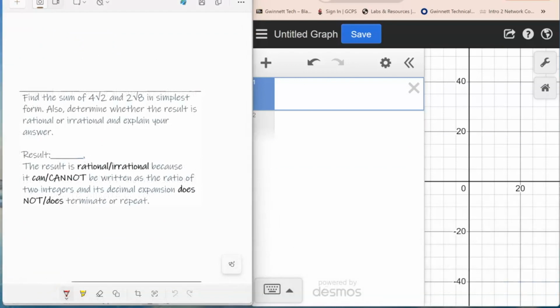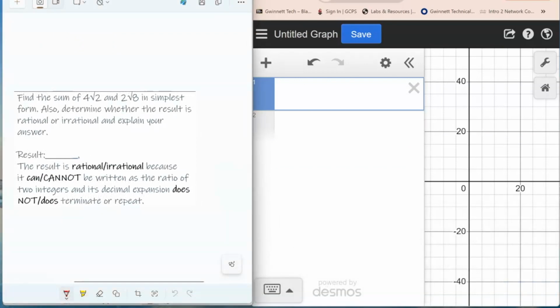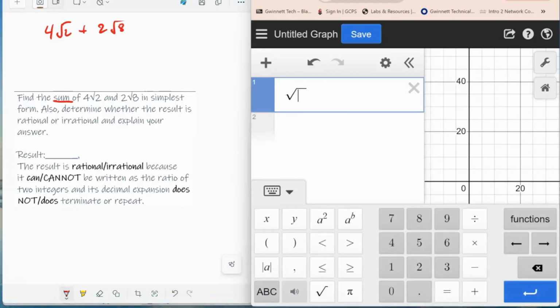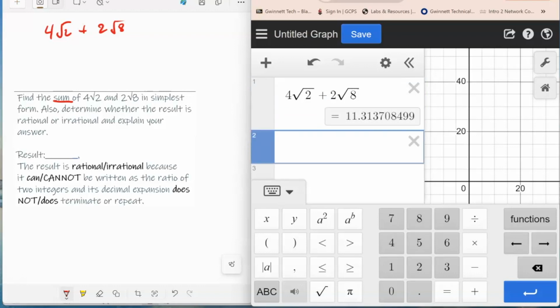All right, so find the sum of 4 radical 2 and 2 radical 8. So what does sum mean? It means that you're adding, correct? So this is 4 radical 2 plus 2 radical 8. And actually, instead of you doing this on paper, I want you to always do it in the calculator. So I'm going to go ahead and type that up in the calculator. So 4 radical 2 plus 2 radical 8. And the reason I'm having you do this is that you're going to keep track of this answer to make sure that you're okay. So we're adding radicals.